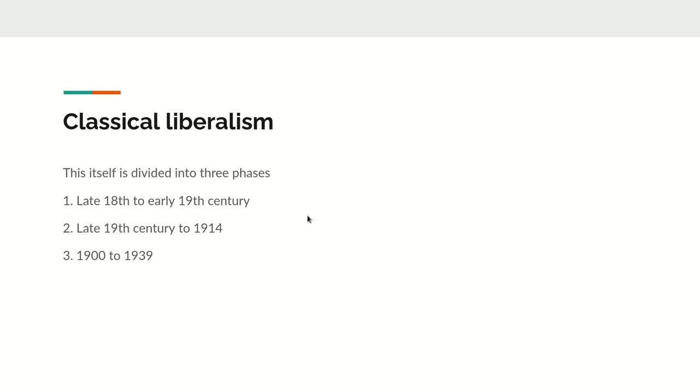So let's look at the period of classical liberalism. And you can divide this itself into three phases: the late 18th and early 19th century, the late 19th century up to 1914, and the period 1914, I should say 1914 to 1939.